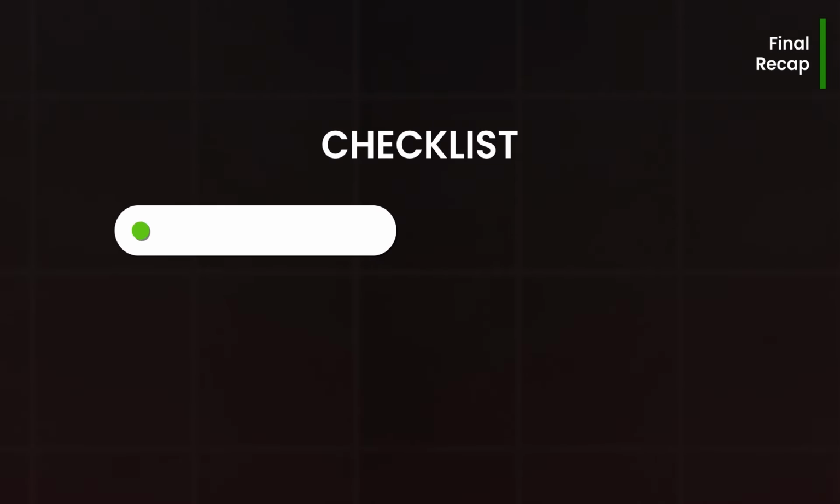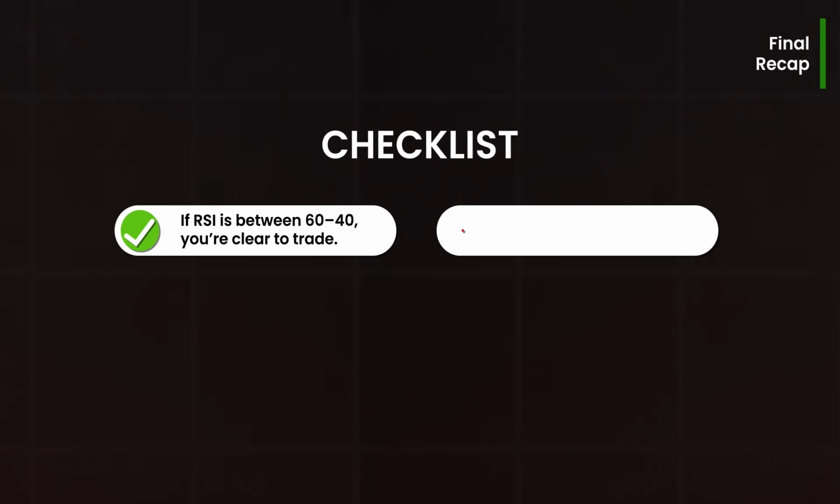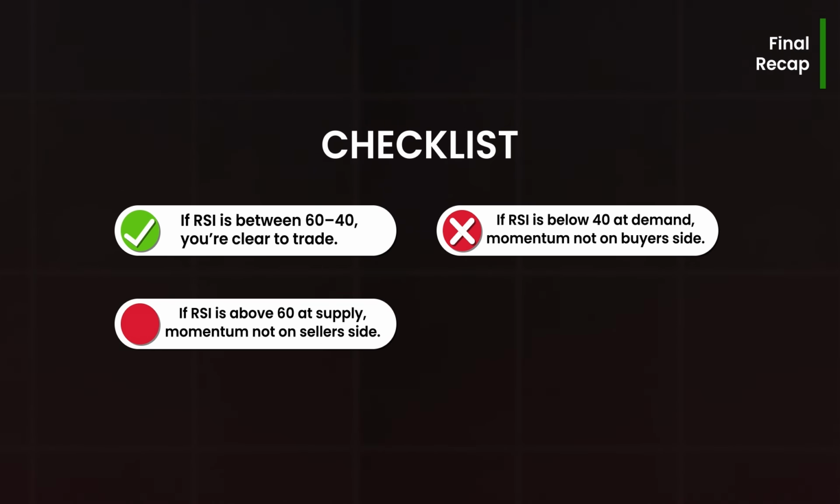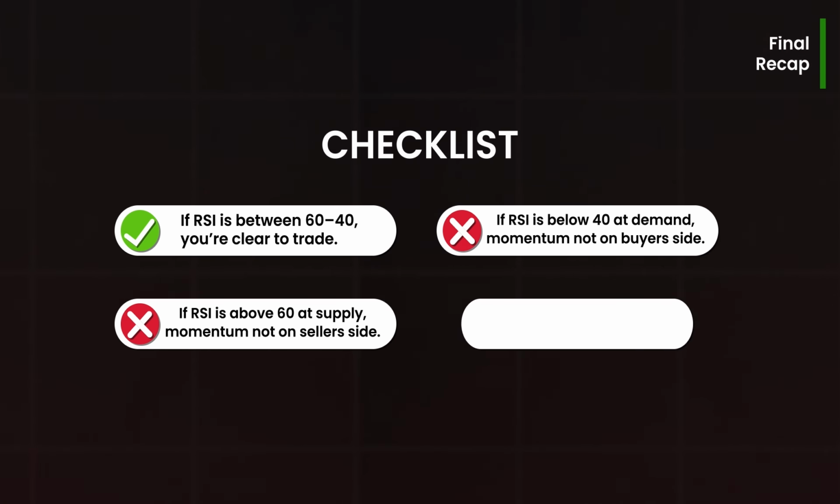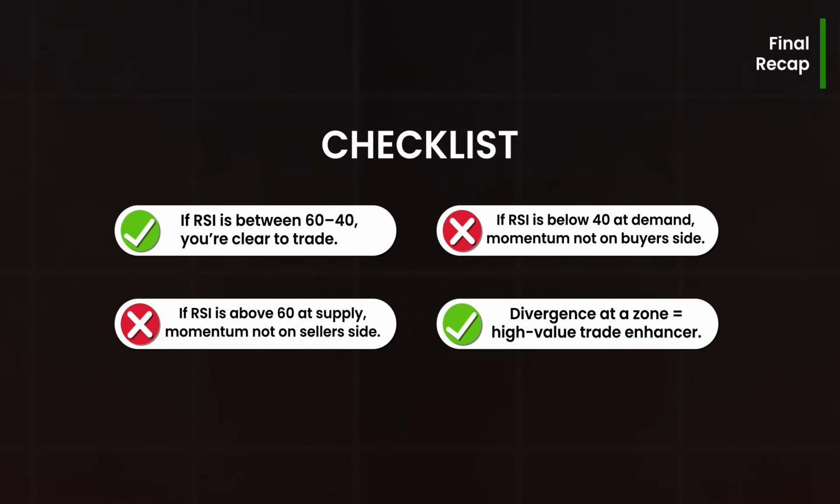Here's your checklist. RSI between 60-40, you're clear to trade. RSI below 40 at demand, momentum not on the buyer's side, proceed with caution. RSI above 60 at supply, momentum not on the seller's side, proceed with caution. Divergence at a zone equals high-value trade enhancer. That's how we use RSI, not to predict. To confirm. To time. Stack the odds in our favor.